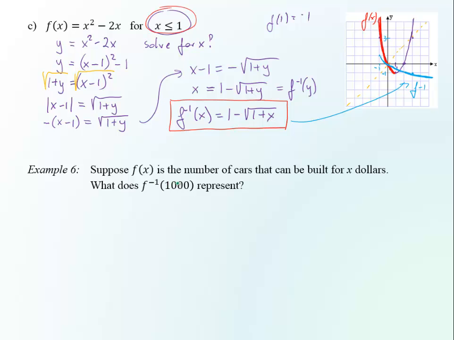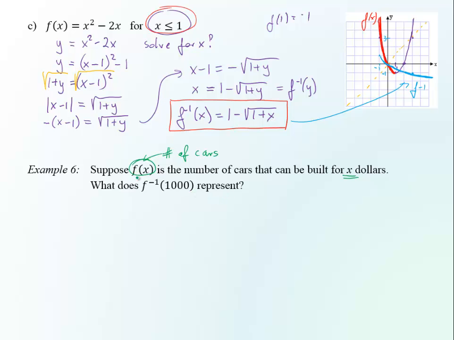Okay, the next question checks our understanding of what inverse function really tells us. Suppose that function f of x represents the number of cars that can be built for x dollars. So x is in dollars, f of x is number of cars. This whole thing is number of cars. What does f^-1 of 1,000 represent?